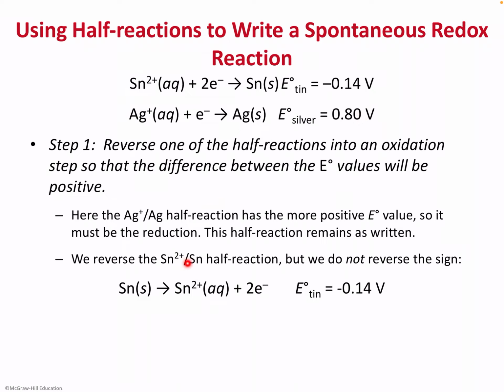We reverse the tin 2 plus tin half reaction, but we do not reverse the sign. So we reverse this because now this needs to be the oxidation. So tin goes to tin 2 plus plus 2 electrons. You reverse this, remember, two half reactions: one has to be oxidation, the other one reduction. So this is the reduction, this is going to be the oxidation. Now we're going to reverse this reaction, but we don't reverse the sign. E-note tin will remain as negative 0.14 volts. If you were given two reactions like that, use the more positive value for your reduction, more negative value for the oxidation.